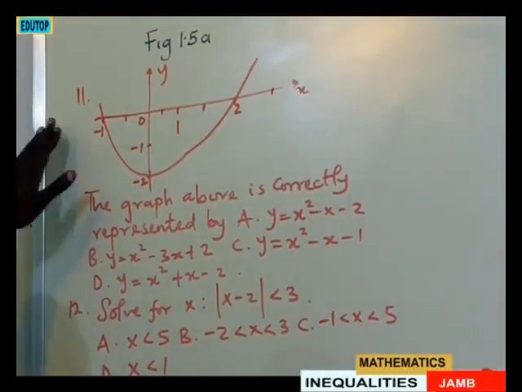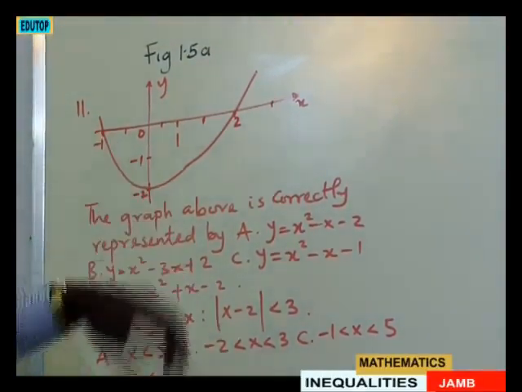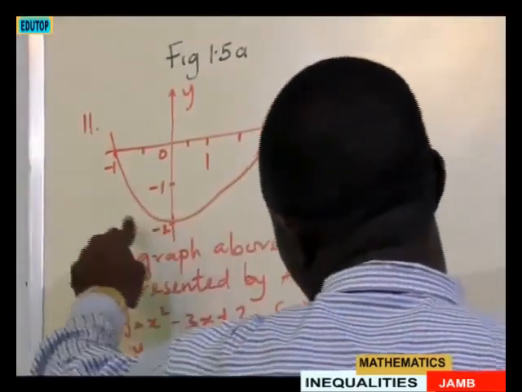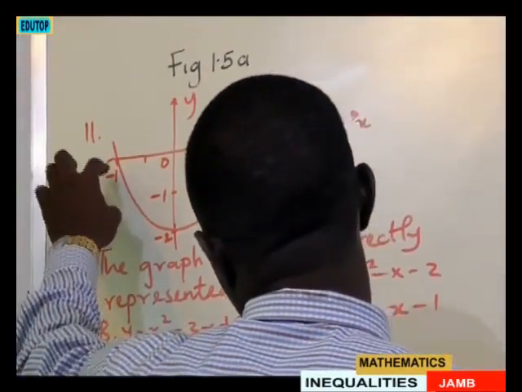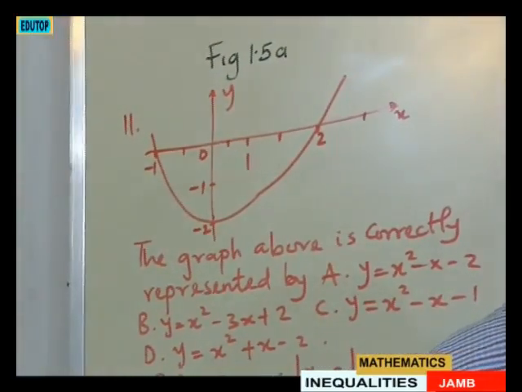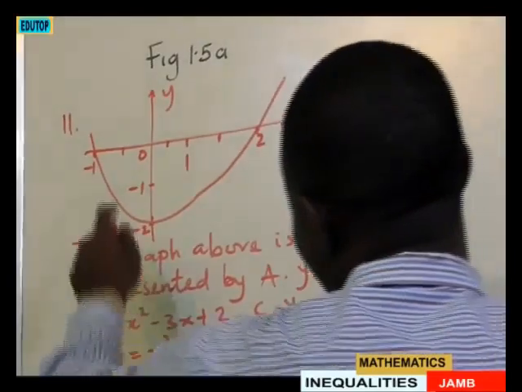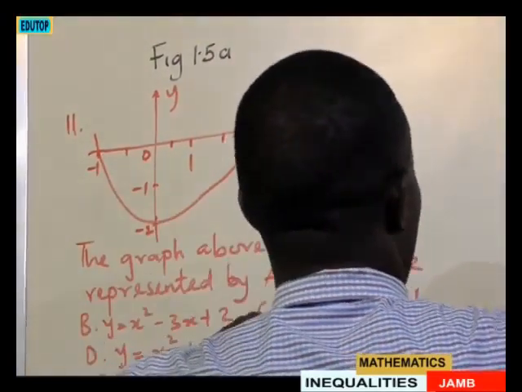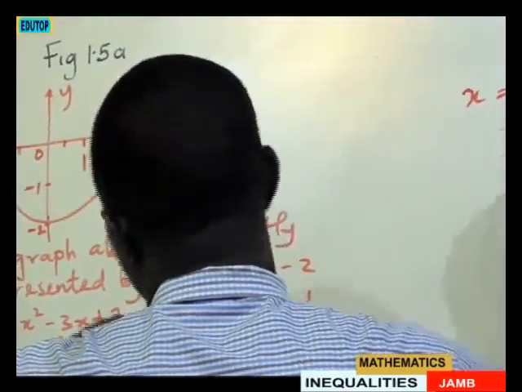Now, let's see question 11. This is also a graph. If you look at this very well, the point where the curve cuts the x-axis will definitely be the what? The critical point. At this point, look at this. It's cutting the x-axis at what? -1. That means x equals -1.